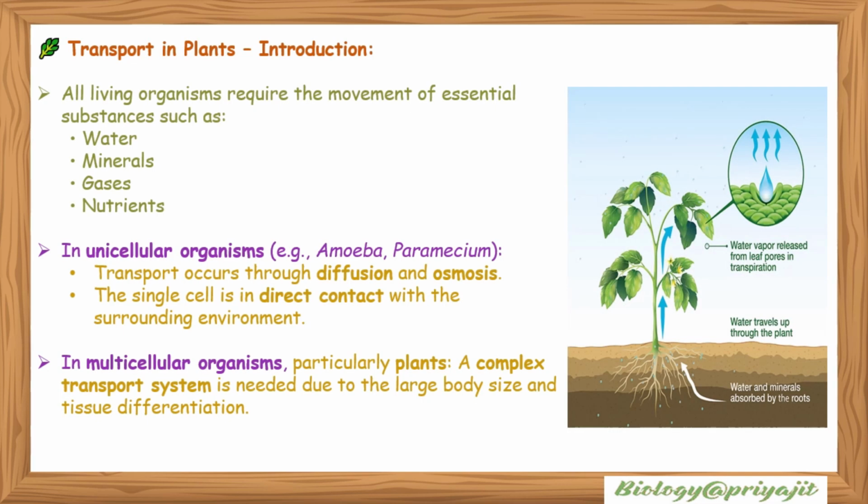Transport in plants, basically in all living organisms, requires the movement of essential substances such as water, minerals, respiratory gases and nutrients. In case of unicellular organisms like amoeba, paramecium or any other bacteria, the transport occurs through diffusion and osmosis. The single cell is in direct contact with the surrounding environment. But in case of multicellular organisms, particularly in plants, a complex transport tissue system is needed due to the large body size and tissue differentiation.